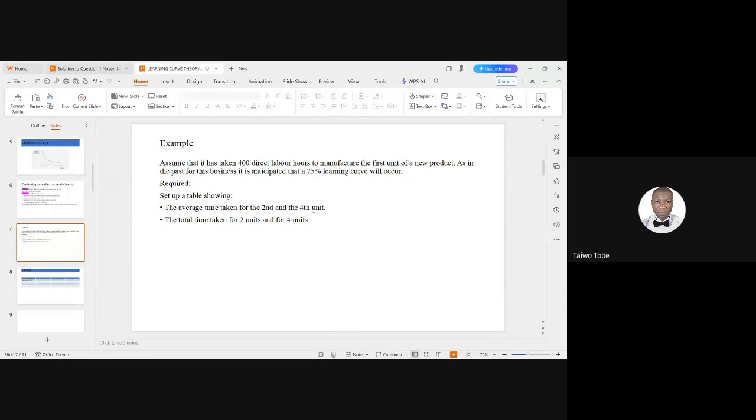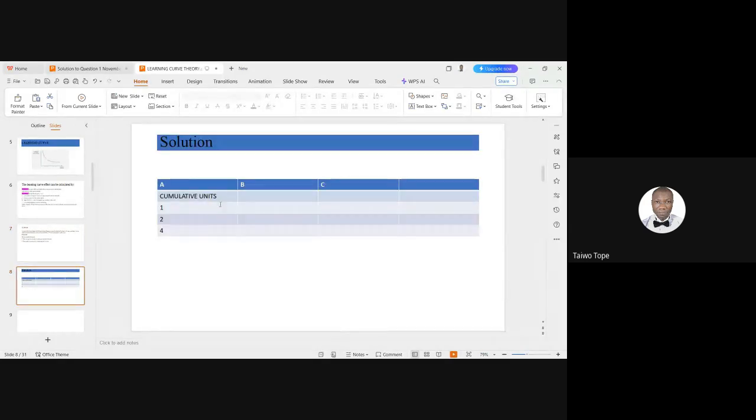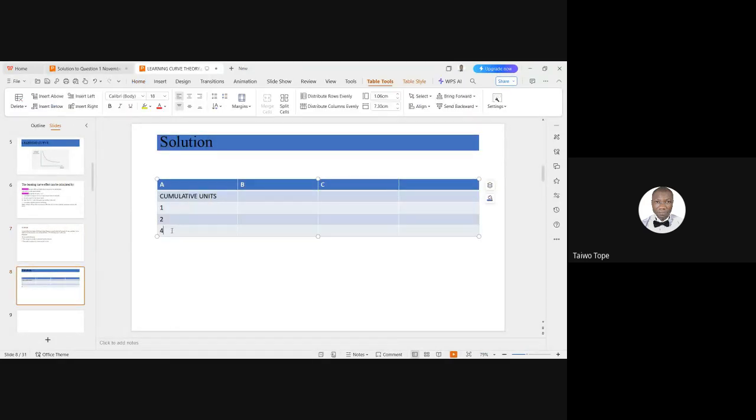Based on the question, we should determine the average time taken for the second and the fourth unit. Now we'll stop here. If it requires us to go further, you will double 4, then double 8. So take notes. We are working based on the direction of the question. So cumulative units, we have it as this.